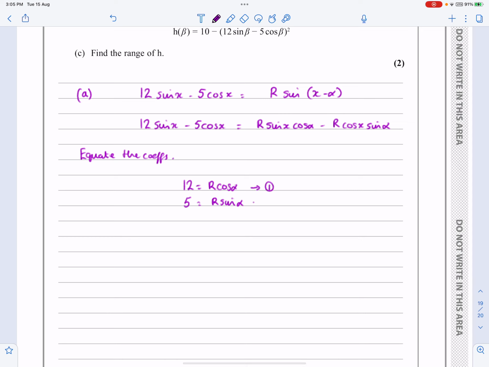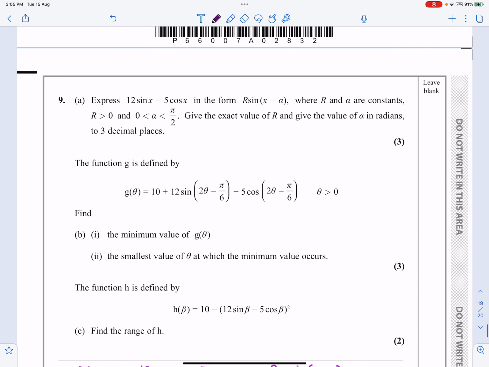I'm absolutely used to this. This isn't a surprise to me that I end up with those two simultaneous equations, or that I'm going to do 2 divided by 1 to tidy this up. When I do 2 divided by 1, I get sine over cos, because the r's cancel. Sine over cos is tan alpha, and I get 5 over 12. So tan alpha is 5 over 12. From that, alpha is the inverse tan of 5 over 12. Do that on the calculator, and if you haven't already remembered, go back and check. It wants alpha in radians, and it wants it to 3 decimal places.